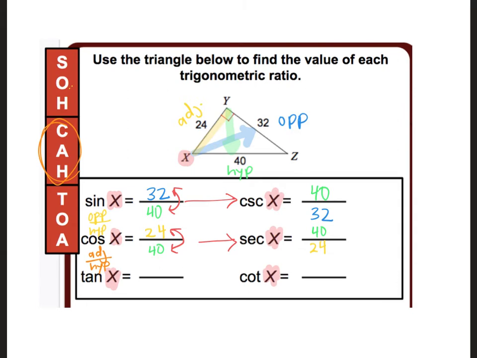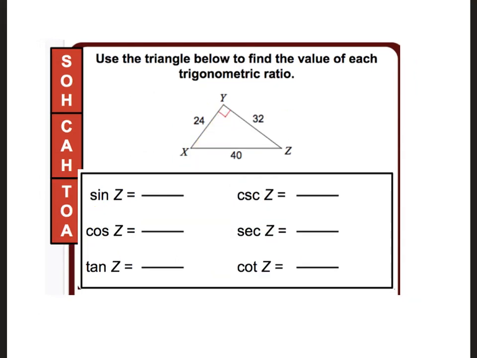And then my last one, tangent. Again, tangent is TOA. The O stands for opposite. The A stands for adjacent. So we need to do opposite over adjacent. Again, my opposite is 32. My adjacent is 24. And then to get my cotangent, I just need to flip my fraction. So when I do that, we would get 24 over 32 for cotangent. All right, and that is your first example. We're going to go on to the next part, which is super similar.